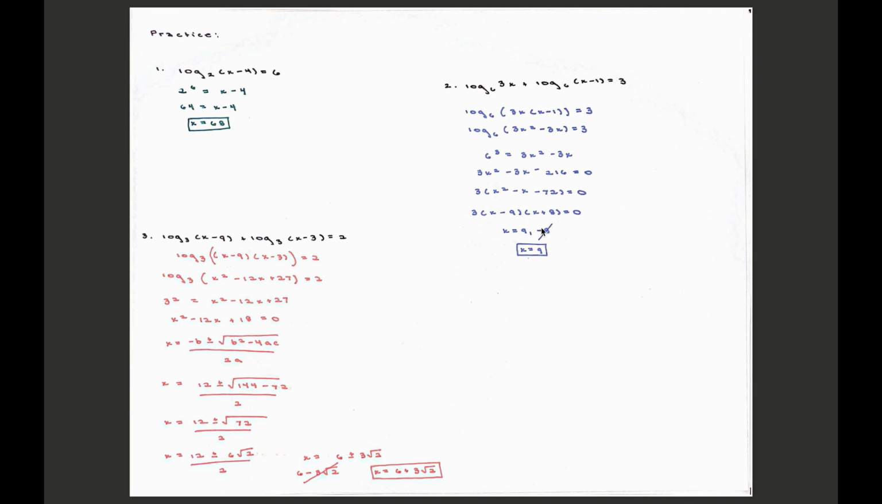The issue is when I go back and double check this, negative 8 would give me a negative value in my log. Okay, and here as well. So that value does not work. It's an extraneous solution. So my answer is just x equals 9.